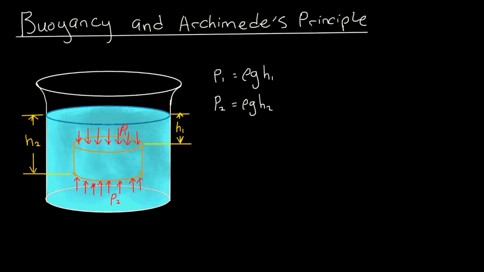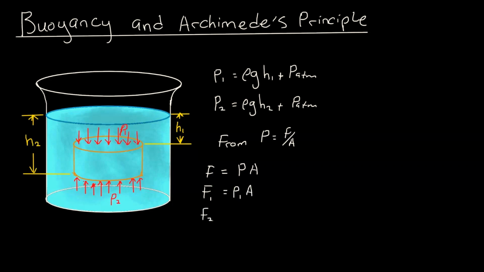Ideally, we're supposed to add the atmospheric pressure or any external pressure, so we have P1 equals rho g H1 plus the atmospheric pressure, and P2 equals rho g H2 plus the atmospheric pressure. But it doesn't really matter if we add it or not, since it will cancel out later, as we're going to see soon. Moving on, from our relation pressure equals force divided by area, we can determine the forces acting at the top and bottom surfaces of our cylinder. So the force equals the pressure multiplied by the area, meaning F1, which is the force acting at the top surface, equals P1 times A, and F2, which is the force acting on the bottom surface, equals P2 times A.